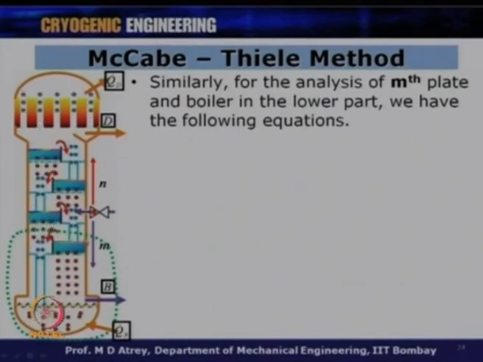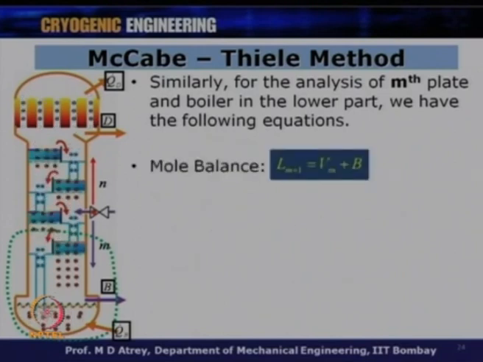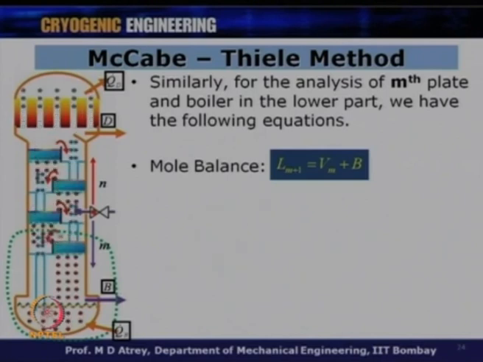If I take a control volume now for the analysis of the mth plate and boiler in the lower part, we have the following equations. What is the mole balance now? Lm plus 1 is entering. I have got the mth plate over here, and I am taking the top of the mth plate and the boiler over here. What is entering is equal to what is leaving.